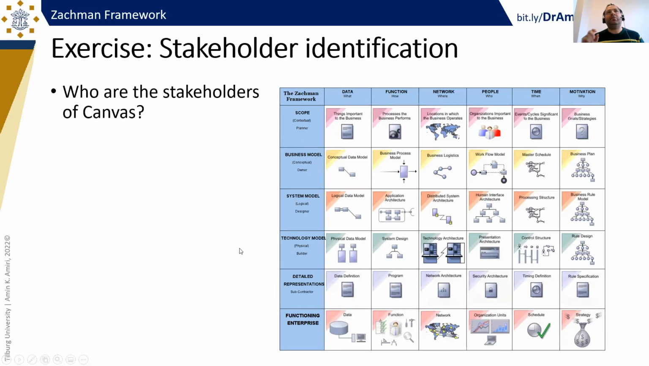So now let's get back to Canvas. And I would like to know who the stakeholders of Canvas are. So for example, as for this first row, the executives, who is the stakeholder at the university? Who can you call the planner of Canvas here? Planner means long-term planner of that business or organization. Any ideas?